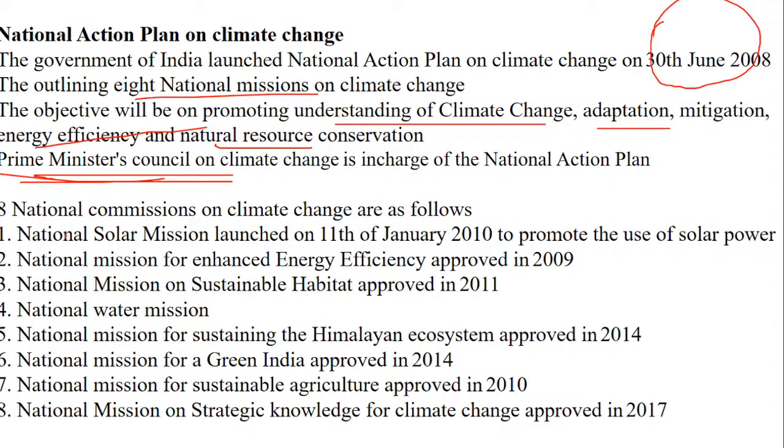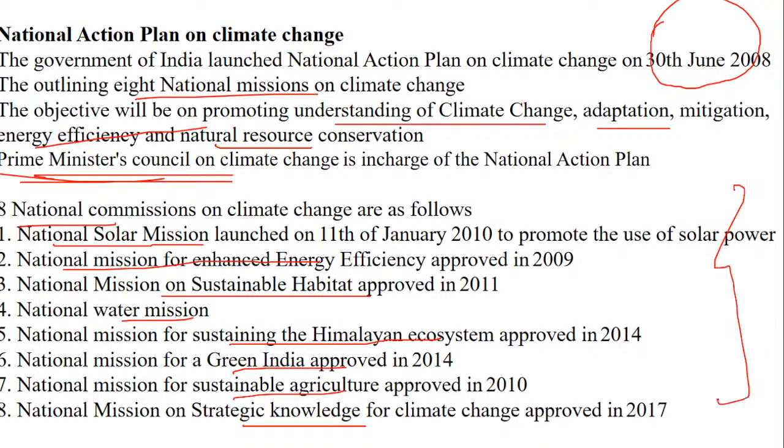And what are these missions? 8 missions. It is National Solar Mission, National Mission for Enhanced Energy Efficiency, Sustainable Habitat, Water Mission, Sustaining the Himalayan Ecosystem, Green India, Sustainable Agriculture, and Strategic Knowledge. Riddhi is an acronym, I guess, which is made by you. So be careful. On this topic there will definitely be a question. So it's very important for you to at least know these missions.